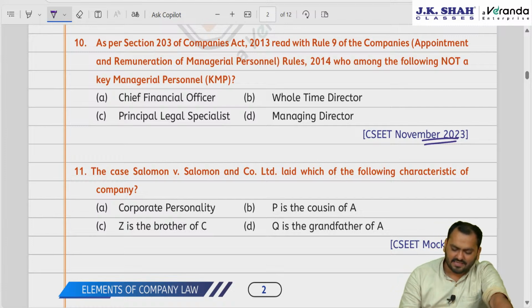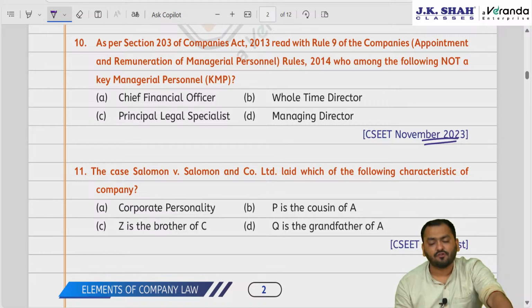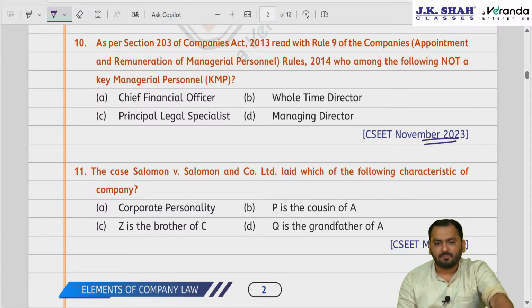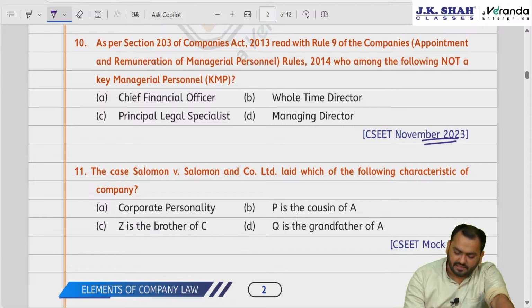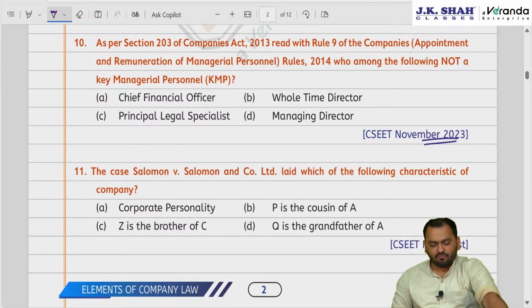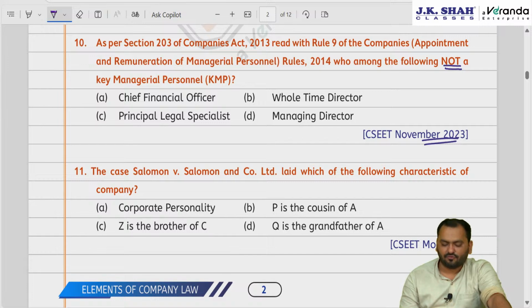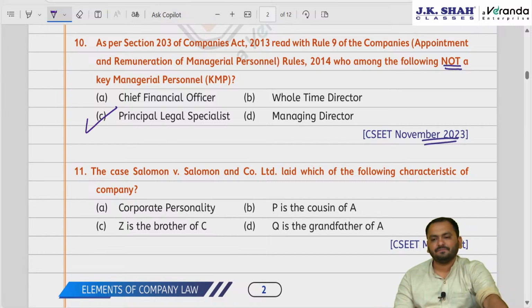So basically the 6 people are considered as the KMPs as per the definition of KMP. So come on, CFO, Chief Financial Officer, was a part of KMP? Yes. Whole-time Director was a part of KMP? Yes. Managing Director, MD, was a part of KMP? Yes. Principal Legal Specialist? No, he was not a KMP. So who among the following is not a KMP? So answer is option C.